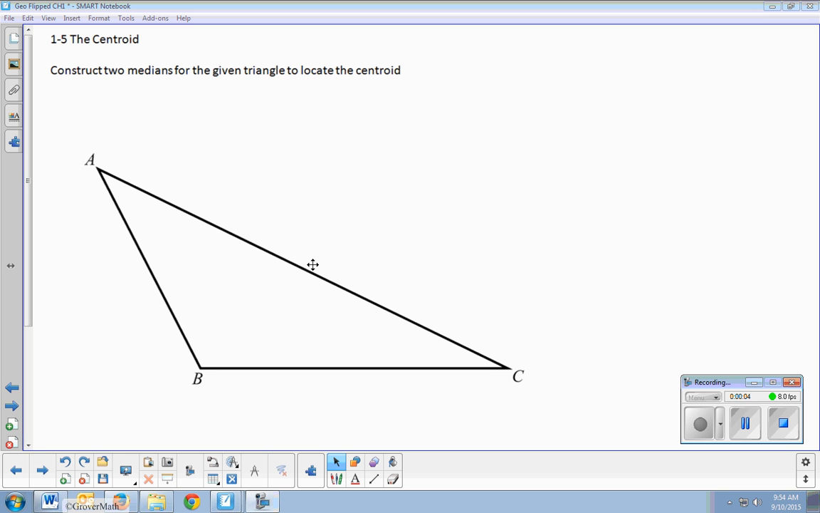Geometry, Unit 1, Section 5, the centroid. Now, the first thing we're trying to do here is construct two medians for the given triangle to locate the centroid. All right, couple of notes.